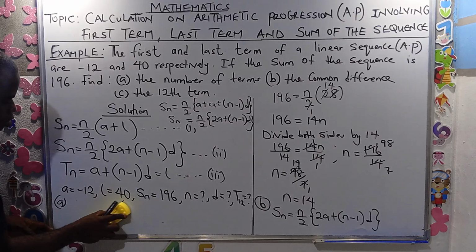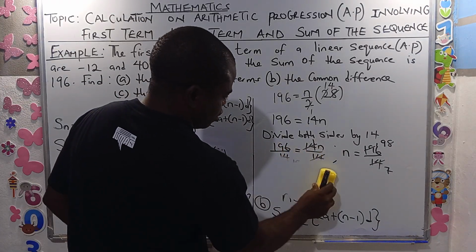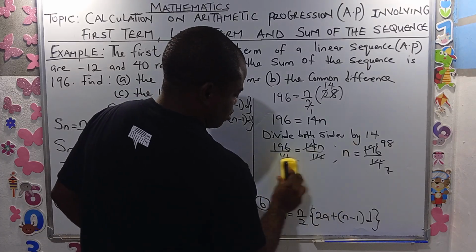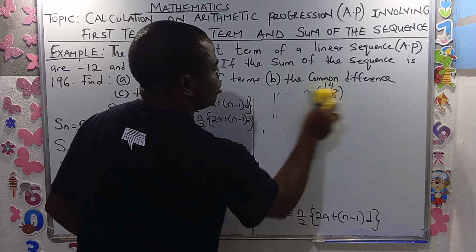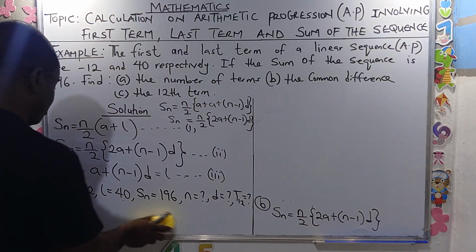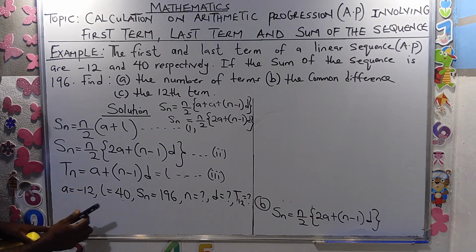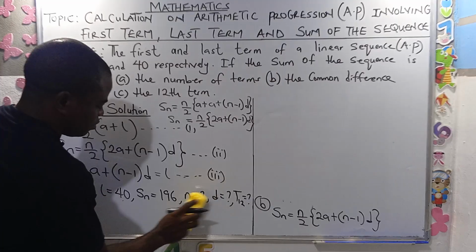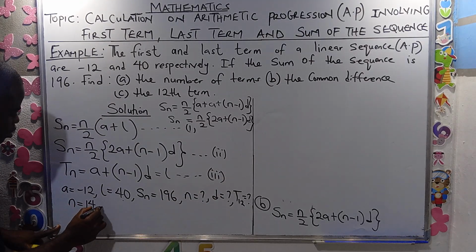For the second question, we are looking for the common difference. Don't forget that our number of terms is 14. I've gotten that. Our n now is 14. N equals 14 in the calculation.